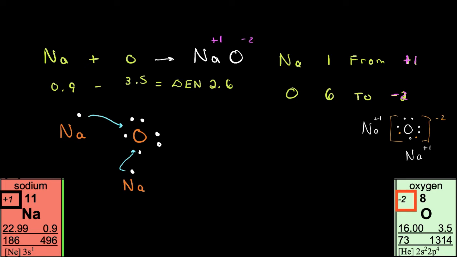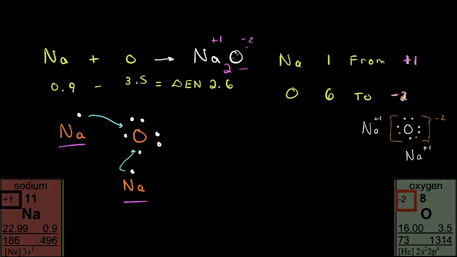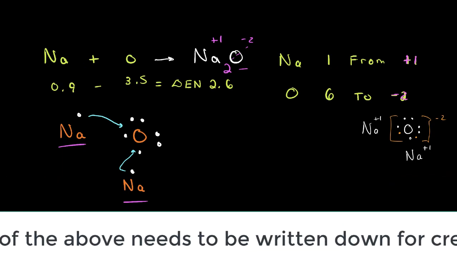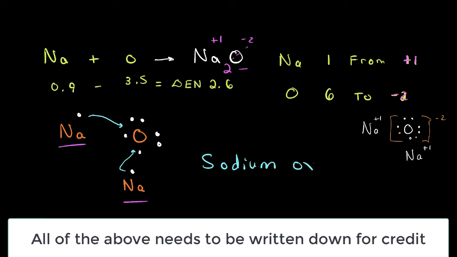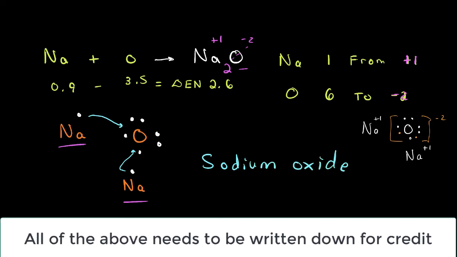You can see that those two values don't add up to be 0, so you have to crisscross them. 2 comes down here. And what do we got? Na2O, right? 2 sodiums for every 1 oxygen. All right, so now we have to name this. You're going to have, for the name, sodium oxide. That's what we're going to have for that.